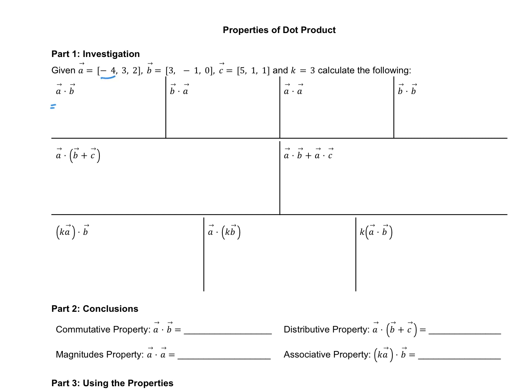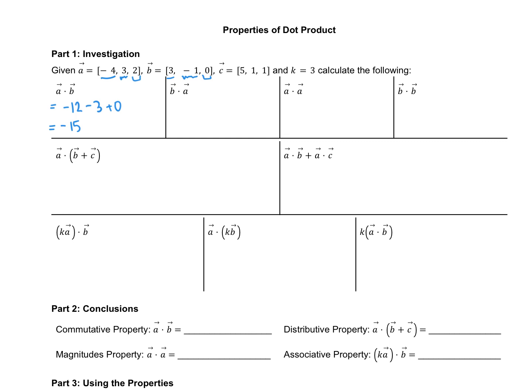So I'm going to do -4 times 3. That's -12. 3 times -1, that's -3. And then 2 times 0, which is 0. When I add those numbers up, I get -15.